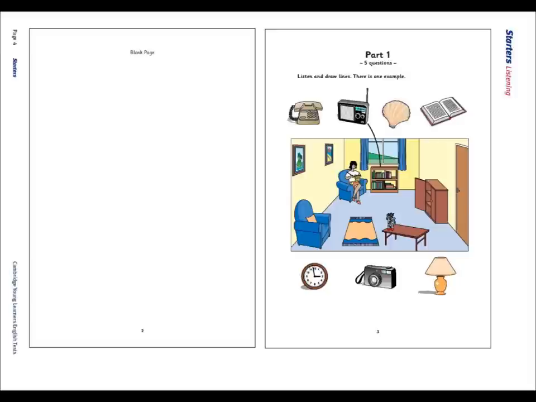5. And now put the shell on the table next to the robot. Sorry? Put the shell where? Put it on the table next to the robot. Yes. OK.